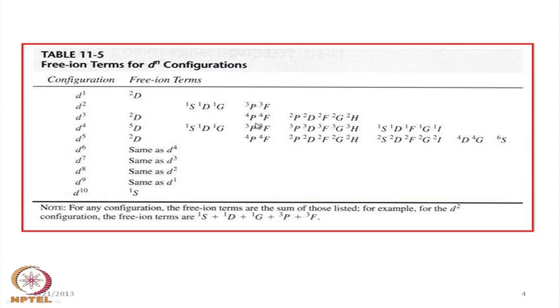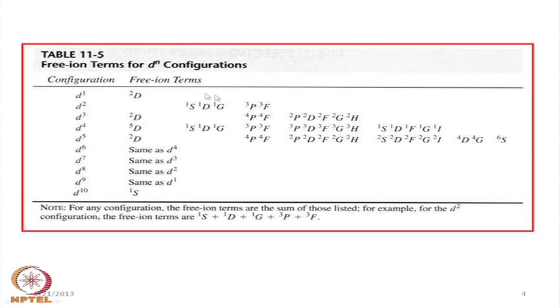For d3 we have 4F and 4P, and we see that d8 is the hole equivalent of d2, so the terms for d2 are also applicable for d8, which is the corresponding nickel in the +2 oxidation state. So, whenever we find nickel complexes in this electronic configuration, we will utilize the corresponding terms for d2. So, for nickel complexes we will have the ground term as 3F.